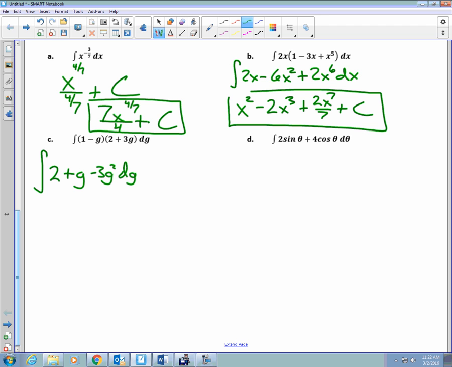Now I take the antiderivative. What is the antiderivative of 2? 2g. Antiderivative of g. And antiderivative of negative 3g squared. Plus a constant.